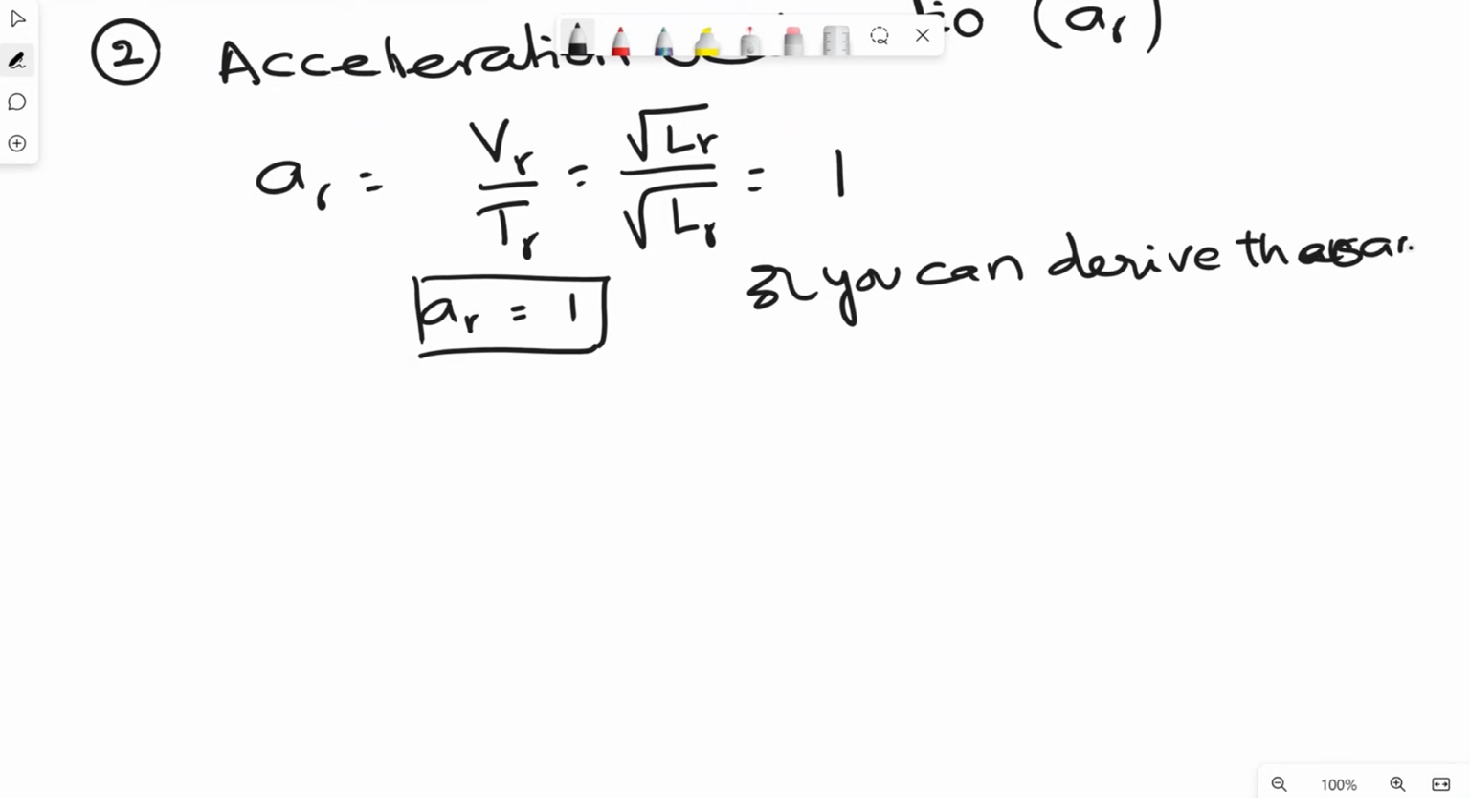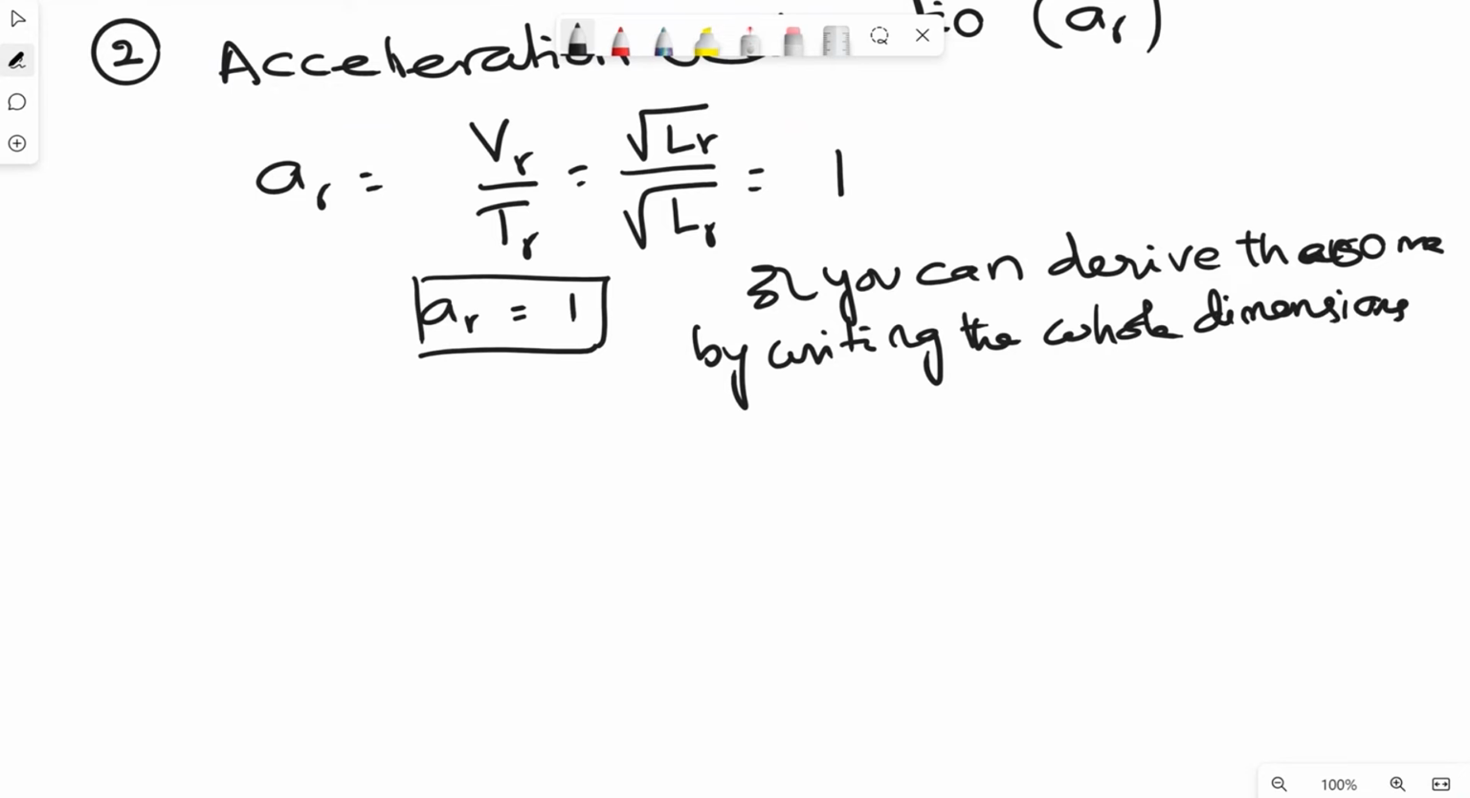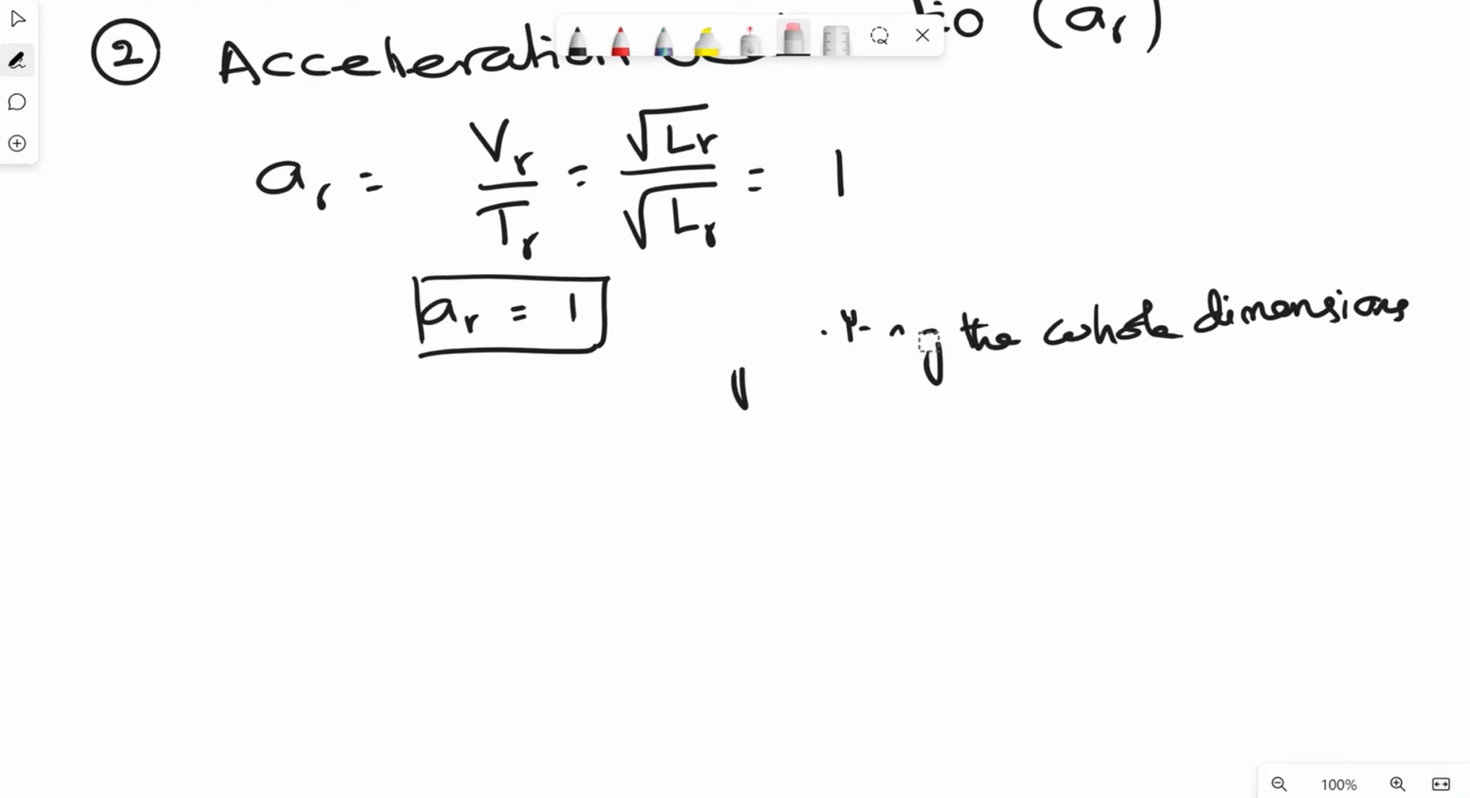Or you can derive the same by writing the whole dimensions. No need actually, better avoid. Don't make it complicated, right?